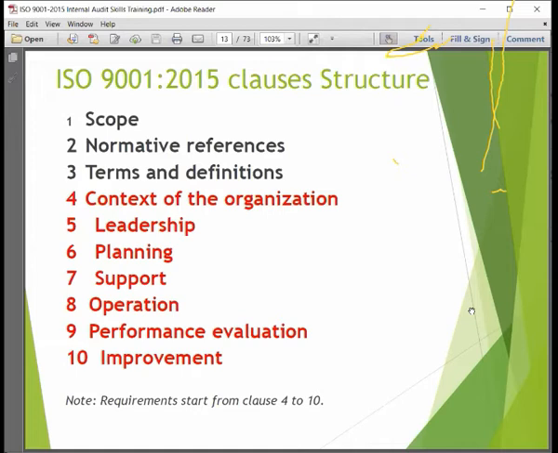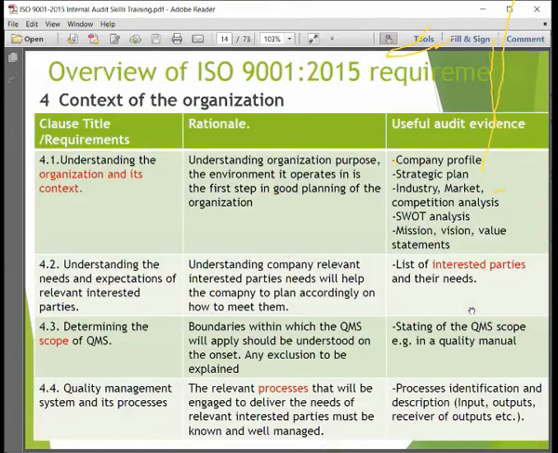But from 4 to 10, there are requirements. If you want to claim you're ISO 9001 certified, you have to fulfill the requirements within the context of the organization. Leadership, planning, support, operation. And that is when you can be audited and certified. So we look at those requirements.